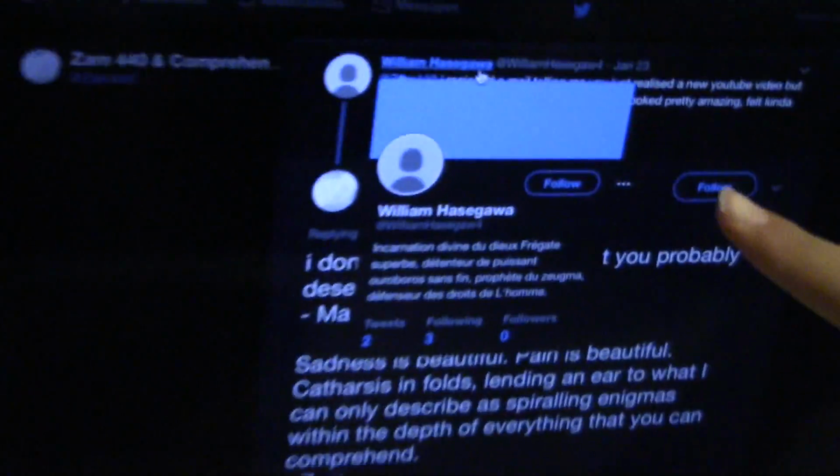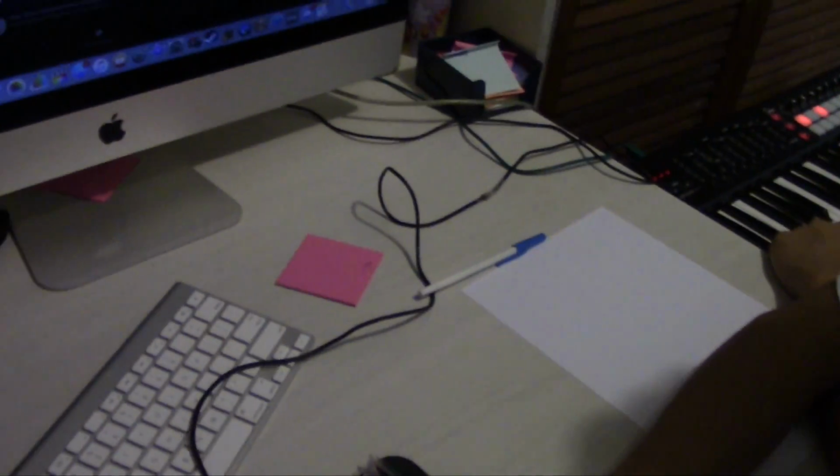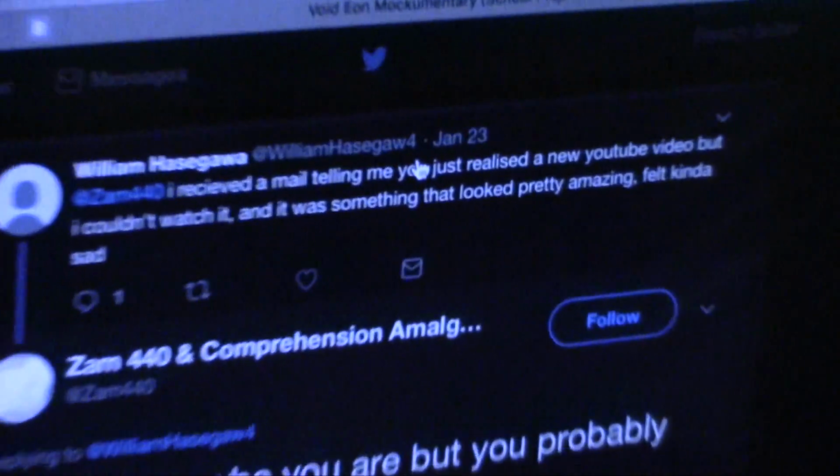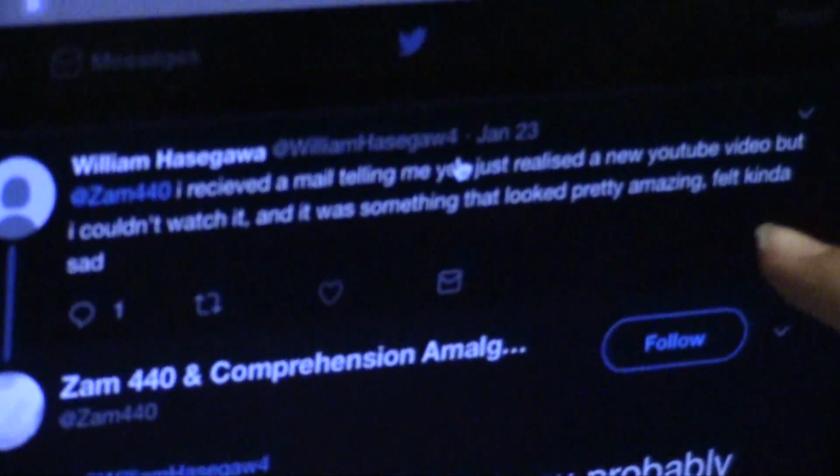In William, in Hasegawa, this is the one that we're supposed to be looking at. In fact, it also says Hasegawa with a 4 over here. But notice how that 4 looks like an A. Could we also mention how, ZAM 440, that might be something to mention. Yes, that 4 is also in ZAM 440.